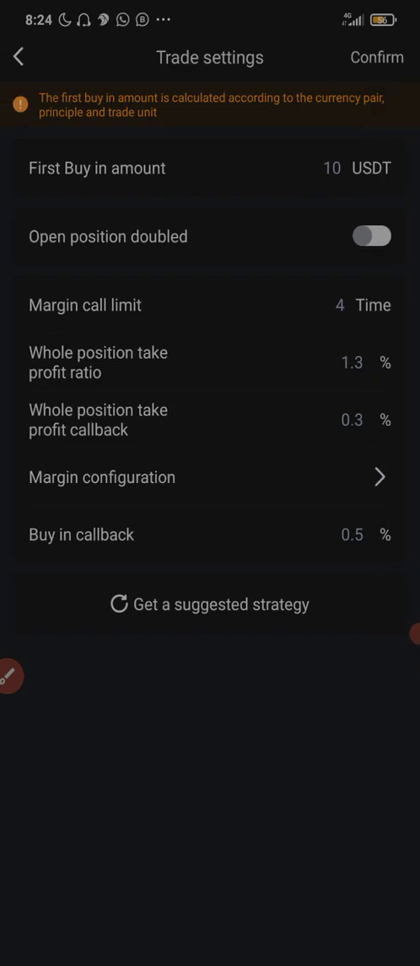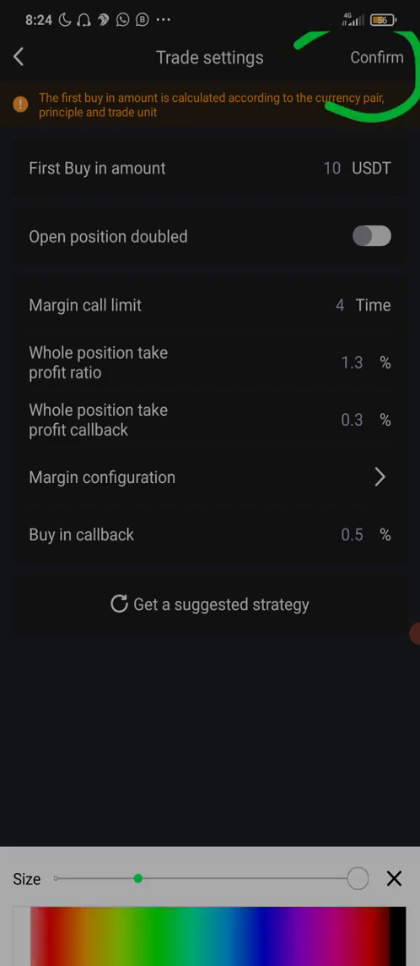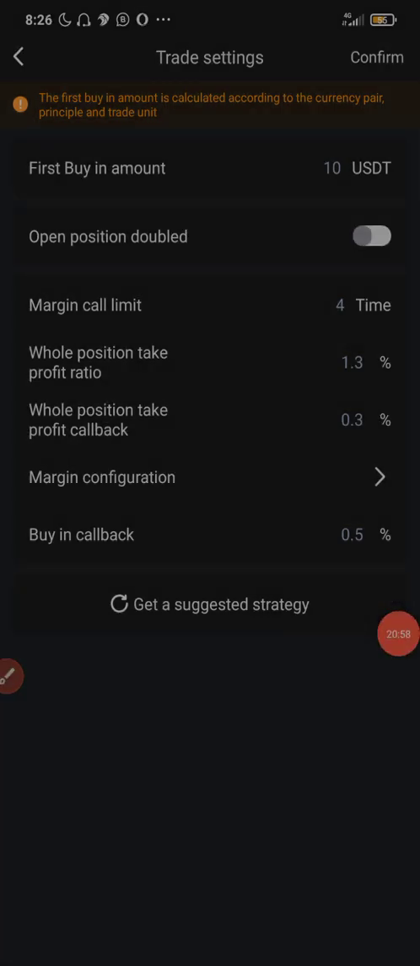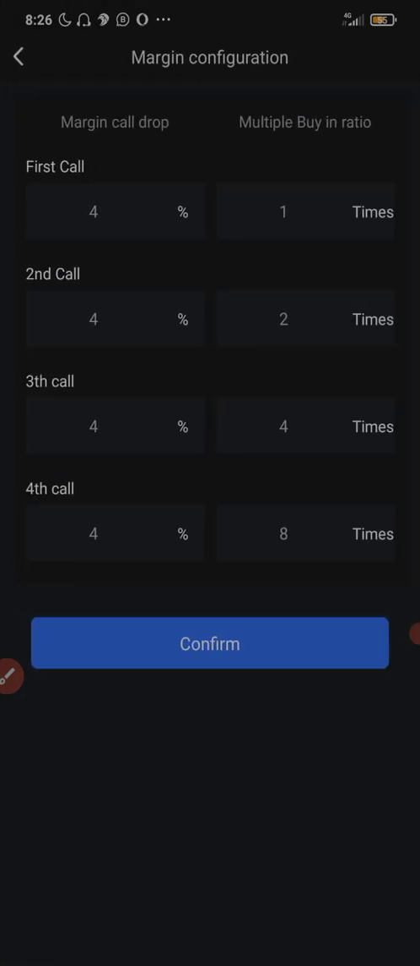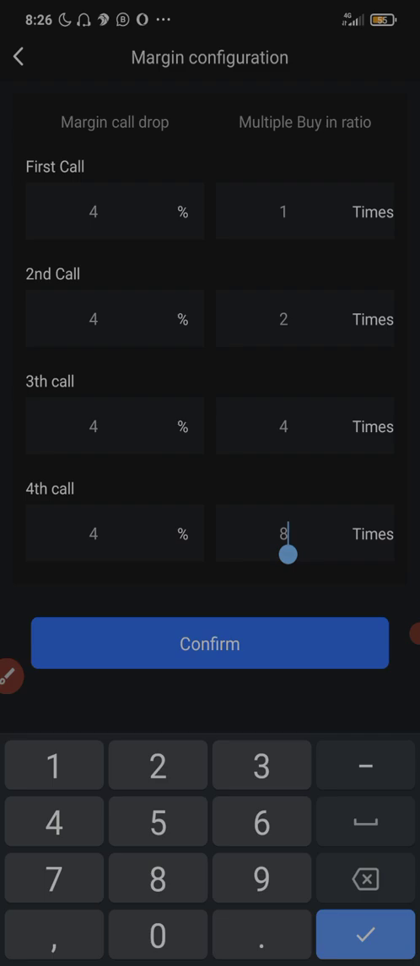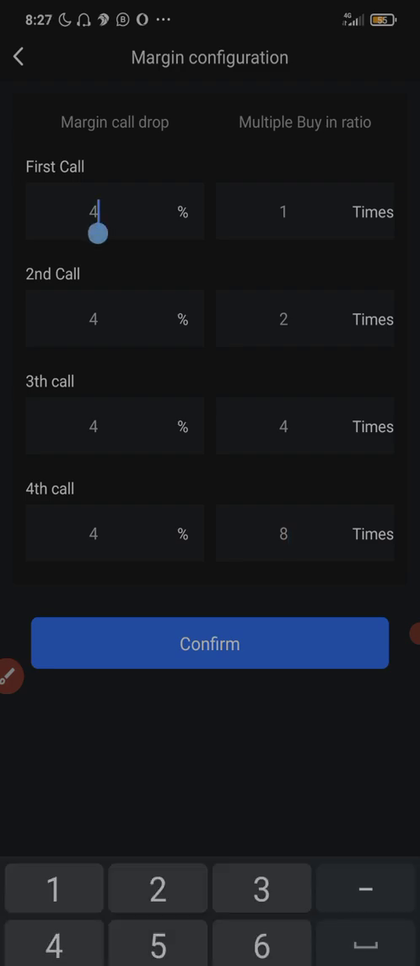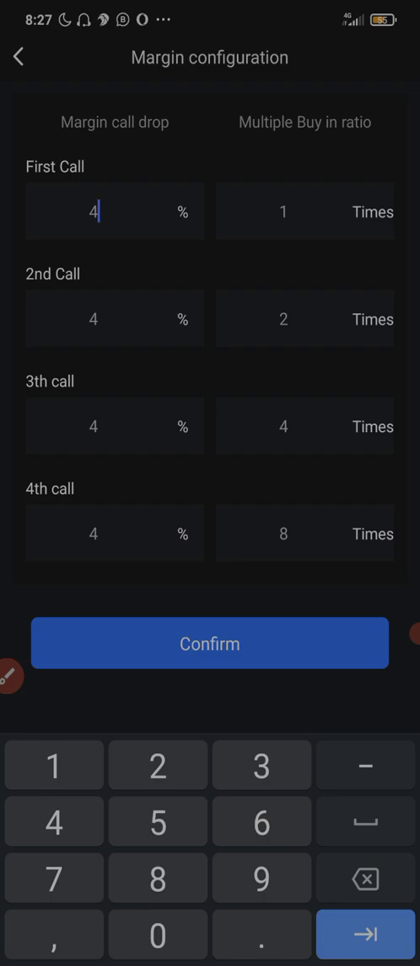So now I'm going to click on confirm right here. So before you start the bot, you must always make sure you confirm your trade setup. So like, let's check out our margin configuration. Let's see if there is actually an error. Don't forget, we are using $100 as an example, and our first buy amount is $10, so we will be left with $90. So now with this multiple buy-in ratio, let's assume that the price of this coin just keeps dropping. So also this first call, the margin call drop, you can see everything is 4%.